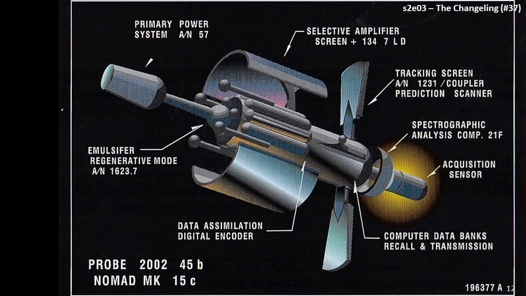Regardless, the primary power system used in the probe was called AN57, and the drive was called Magnet-Oniododynamia Vernier Pulse 16K3. The diagram, in this case, also has a date of 2002, and this diagram is based on the original diagram shown in the episode.